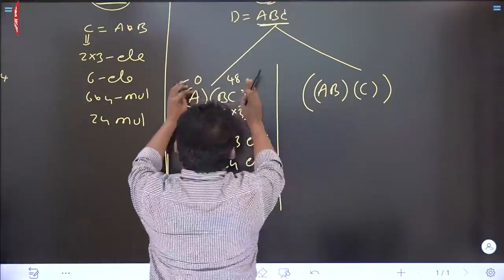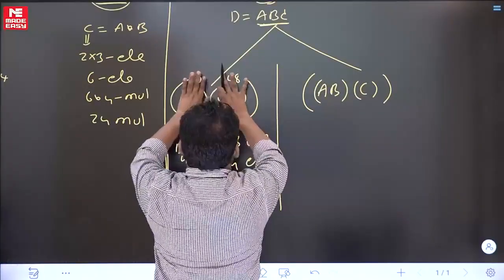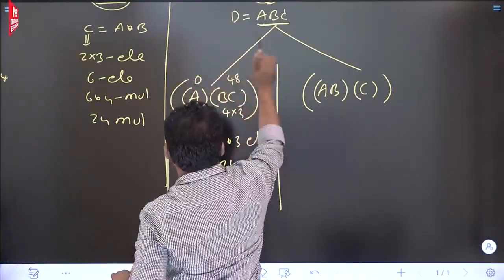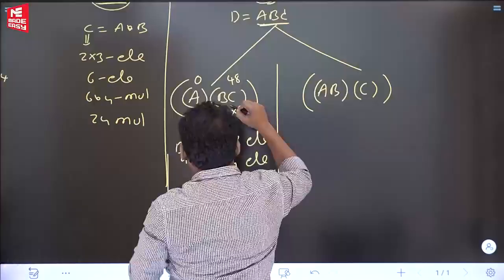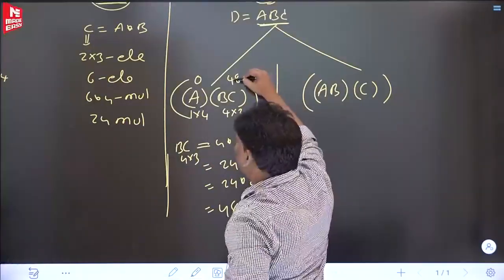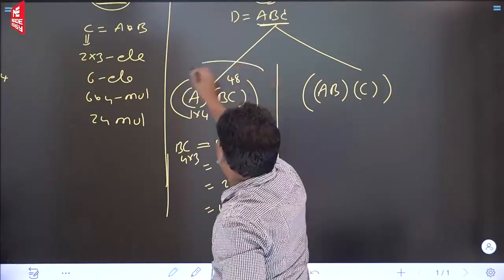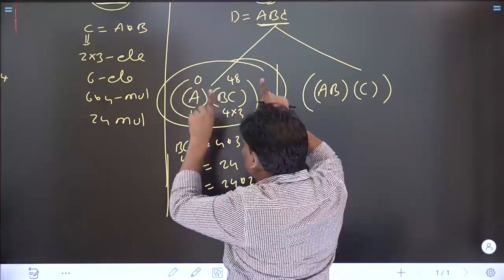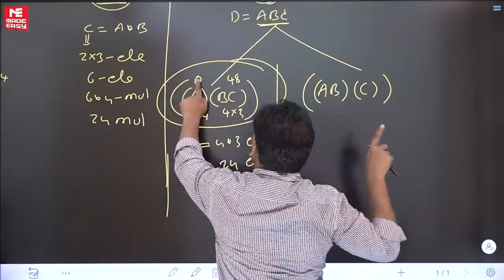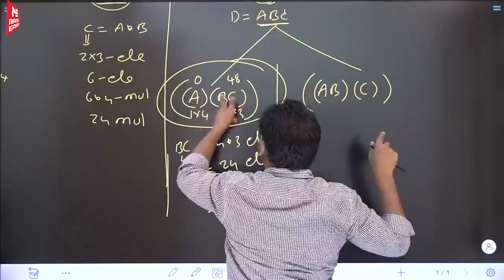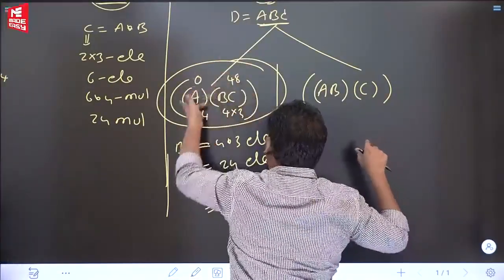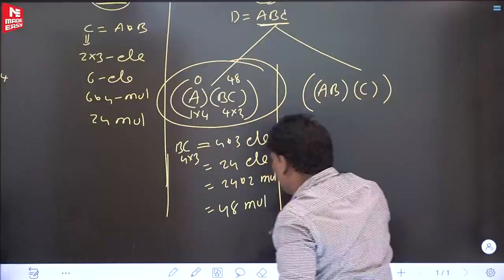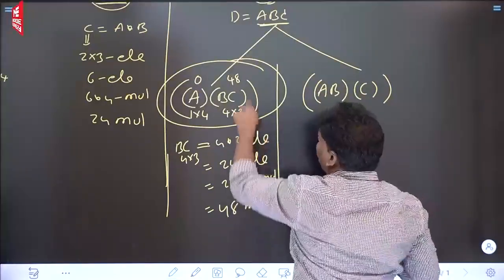So if you want to multiply 2 matrices, first both are required. The left one is available: 0 multiplications. The right one is available after some work: 48 multiplications already taken. Now I will do this one. The first one is available directly, 0 multiplication. The second one is not directly available, but indirectly available. Indirectly means I did some work. After 48 multiplications it is available.